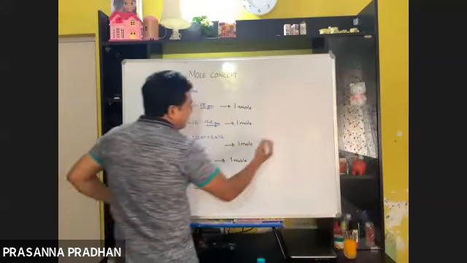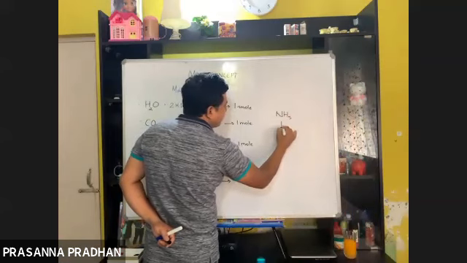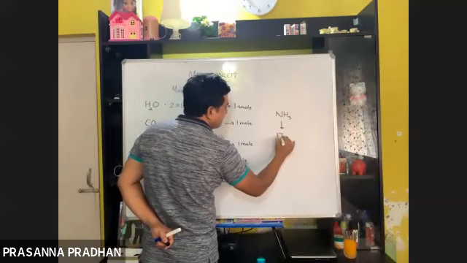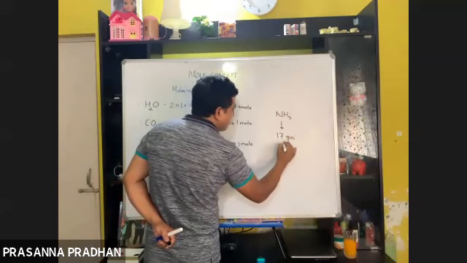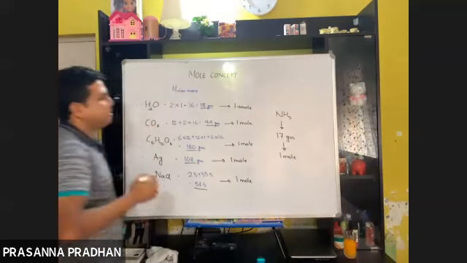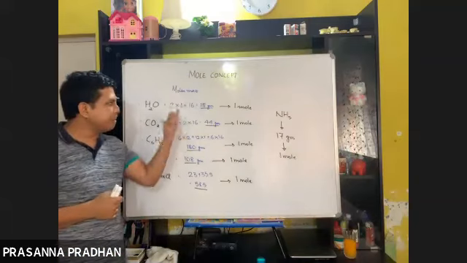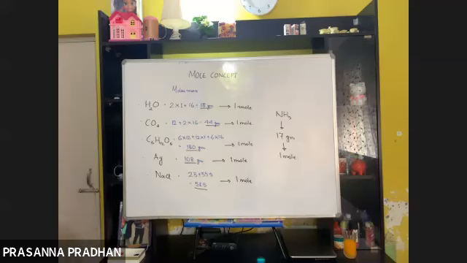Okay. So if I take ammonia now, what is the molar mass of ammonia? 14 plus 3, it is equal to 17 gram. So 17 gram of ammonia is equivalent to 1 mole. So this is the concept of mole in terms of mass. Okay, you need to remember this. Very easy, 1 mole is equivalent to its molecular mass, or it is equivalent to its atomic mass.